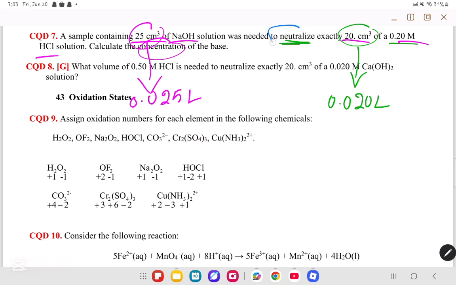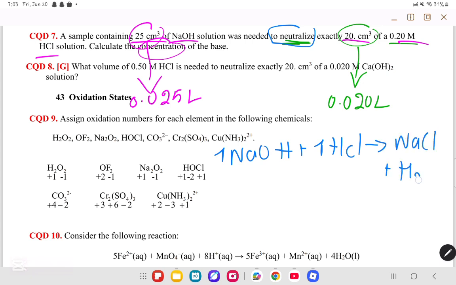Very simply, when they say neutralize, that means there is no limiting and no excess. So let us make the equation. Very important step to make the equation, don't forget this, okay? So 1 NaOH will react with 1 HCl to form NaCl plus H2O. As you can see, it's balanced. There's no need to change anything. Of course, if you needed to add 2, you would add 2, but for now it's balanced, okay? This is what matters for us. As you can see, it's a 1-to-1 ratio.